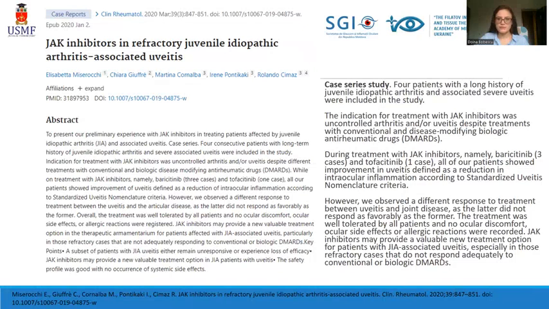However, we observed a different response to treatment between uveitis and joint disease, as the latter did not respond as favorably as the former. The treatment was well tolerated by all patients, and no ocular discomfort, ocular side effects, or allergic reactions were recorded. JAK inhibitors may provide new treatment options for patients with JIA-associated uveitis, especially in those refractory cases that do not respond adequately to conventional or biological DMARDs.